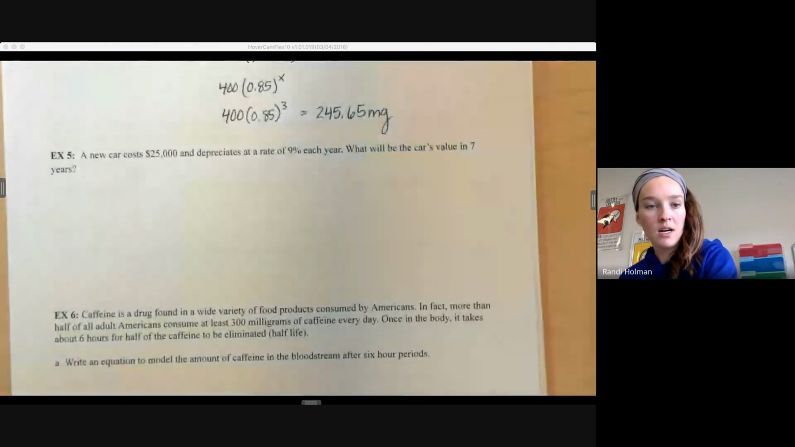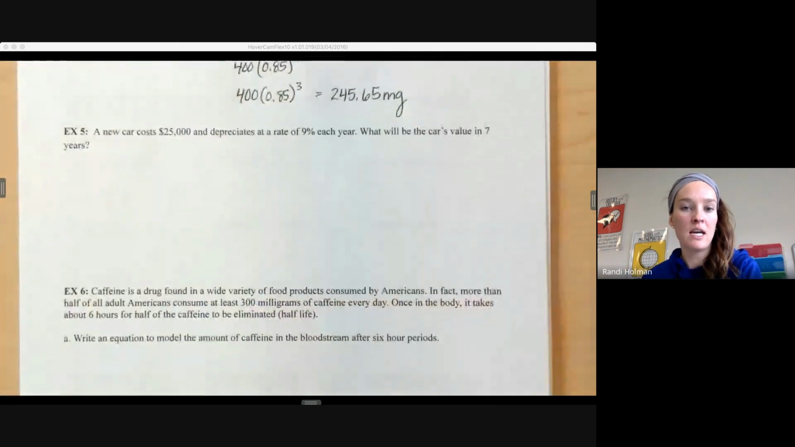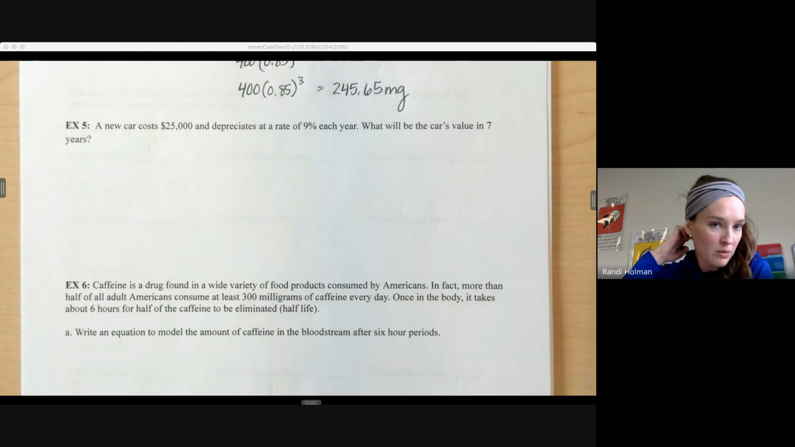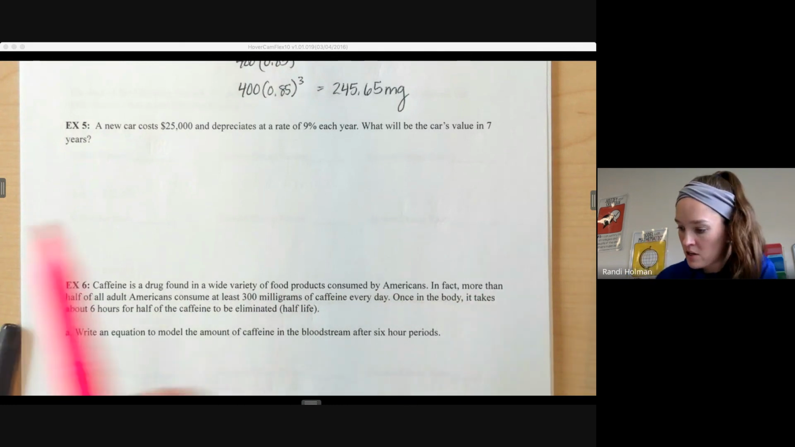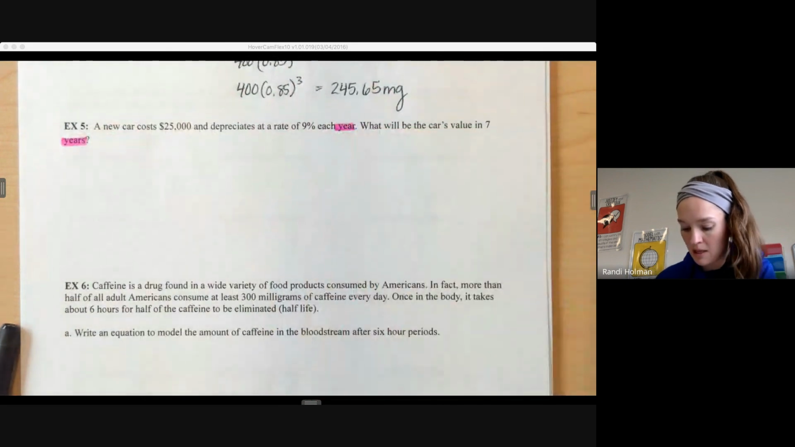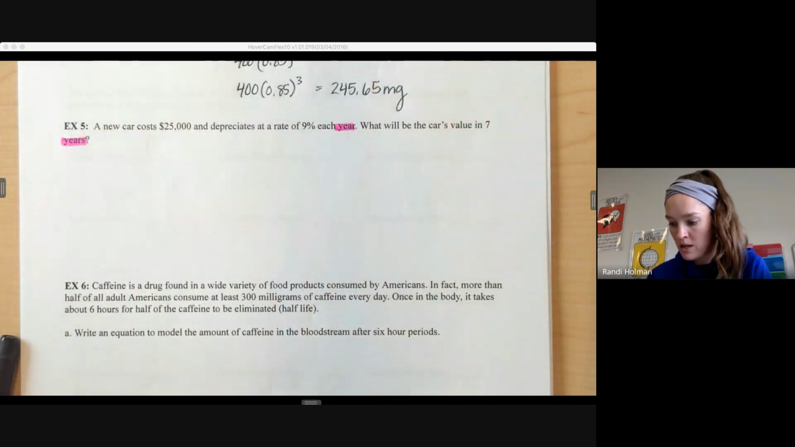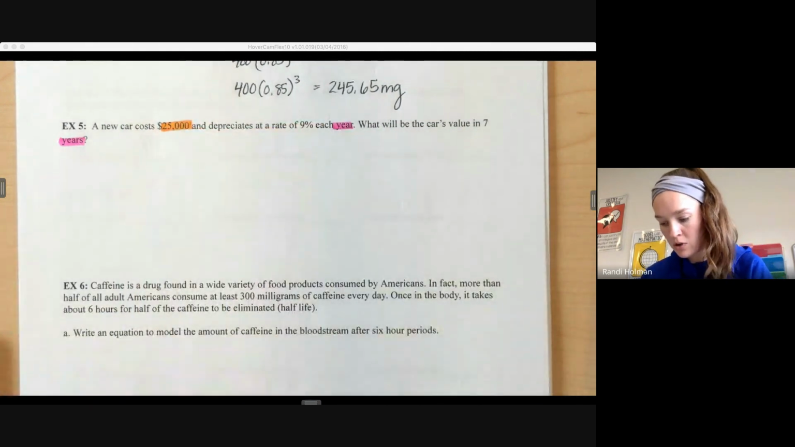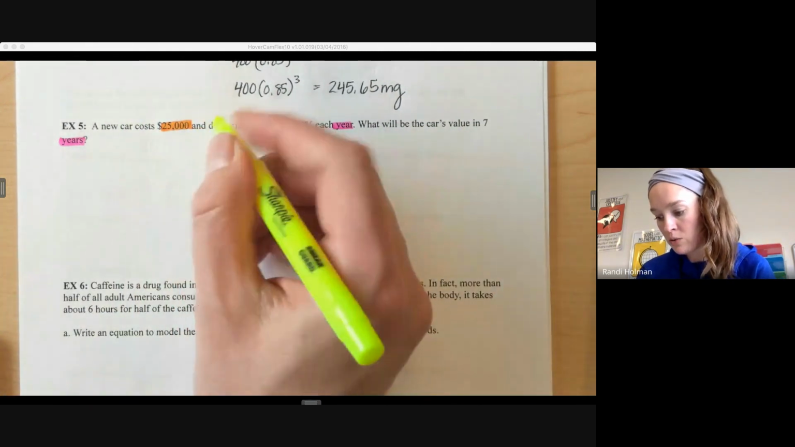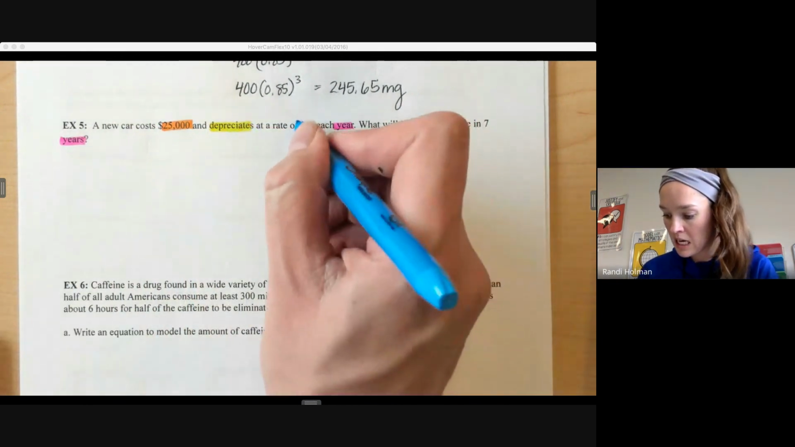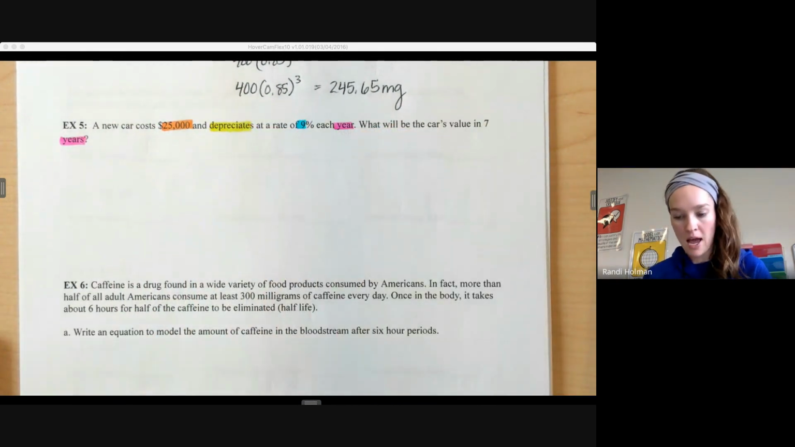Okay, a new car costs $25,000 and depreciates at a rate of 9% each year. What will the car's value be in 7 years? So again, check your years, match up with years, so your time periods match up. We don't have to do any work there. We started with a $25,000 car. It's depreciating, so again, that means it's losing value. So we're going to be using decay here by 9%.